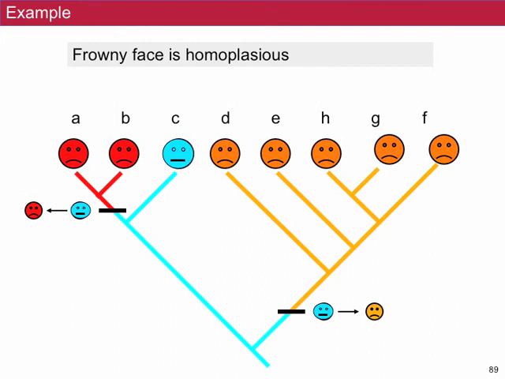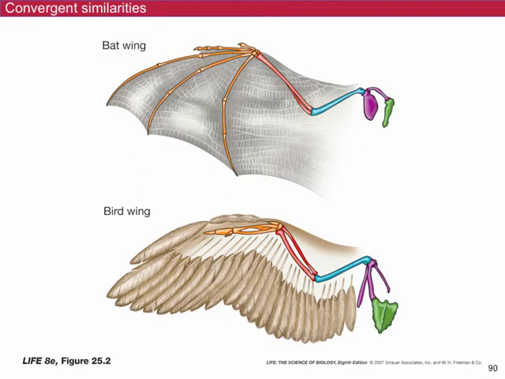And again, if you just label this on the tree, you can see that there was one origin of frowny face here, a separate origin over there. And the bird and bat wings that I just described to you a minute ago are a good example of this. Separate invention of mechanized flight in these different lineages is an example of homoplasy.